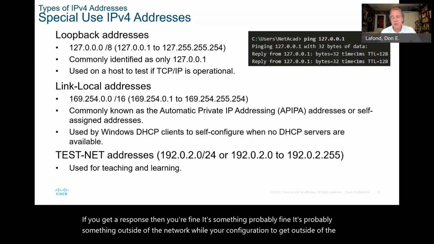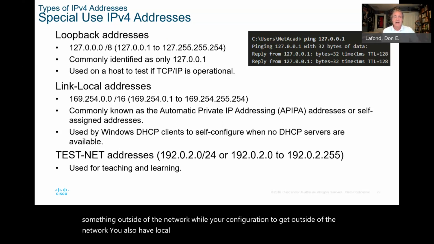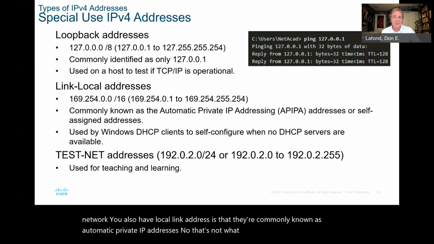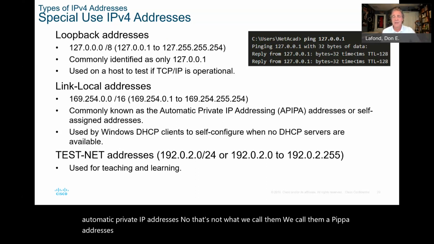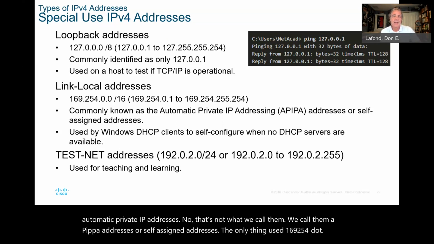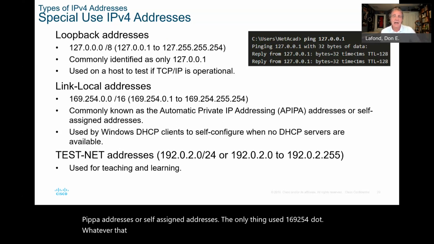You also have link-local addresses. They're commonly known as automatic private IP addresses, APIPA. We call them APIPA addresses or self-assigned addresses. They use the 169.254 network range, which allows Windows computers to communicate within their own network, but not outside the network.